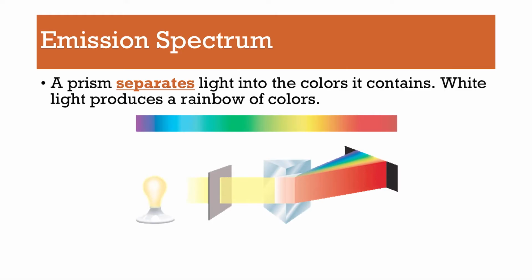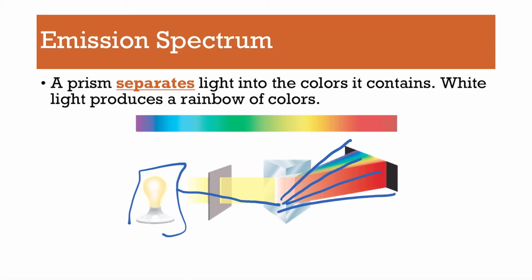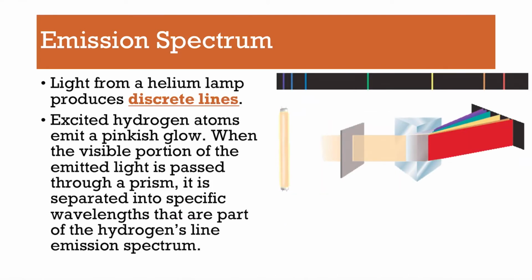So if you look at an emission spectrum, if we're looking at white light and you put the white light through a prism, it breaks it down into the different colors that make it up. So a prism will separate these colors based on their wavelength. Now an emission spectrum kind of does the same thing. So here's an example of helium. There's helium gas in that light.